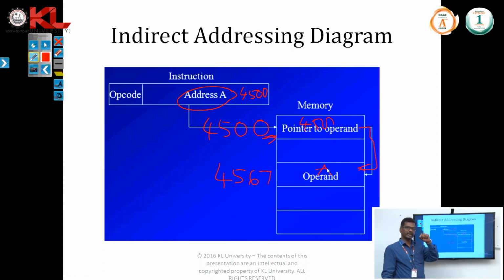So you are supposed to make two references now. The data or operand A is not directly available, it is indirectly available. So you are supposed to refer two memory locations now. This is called indirect addressing mode.